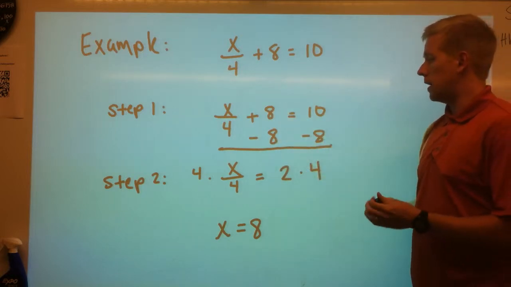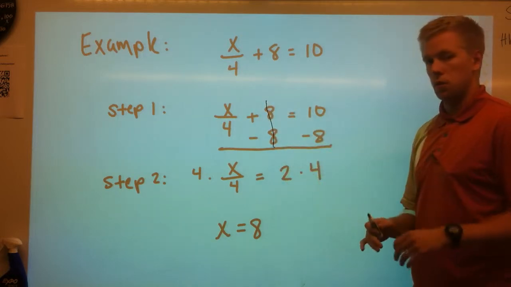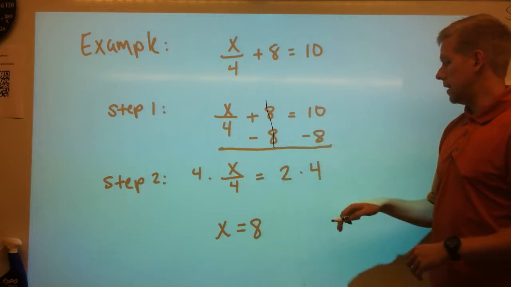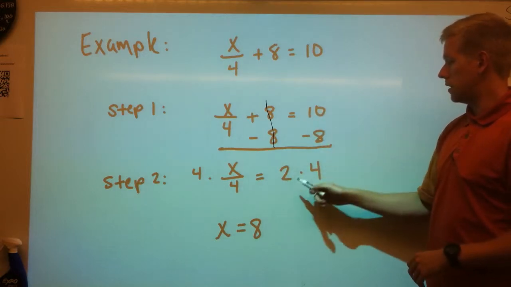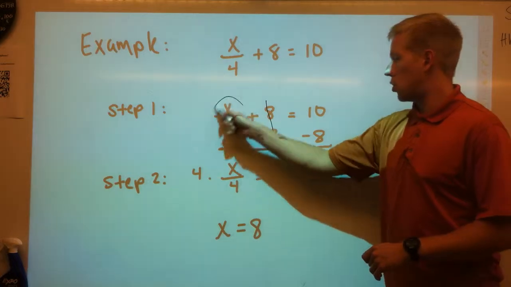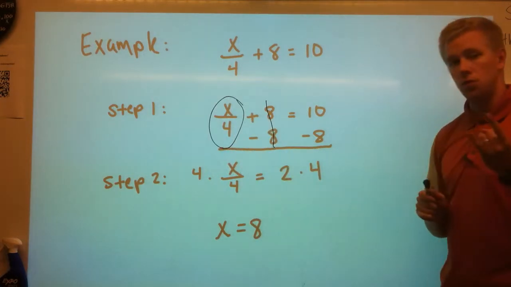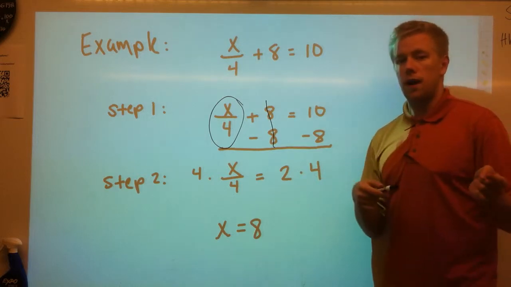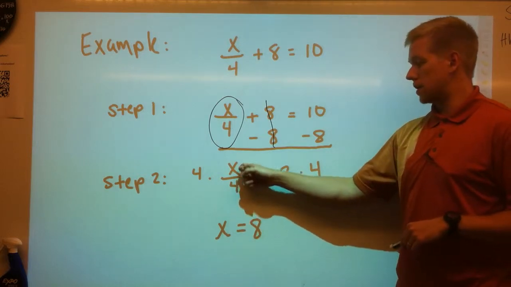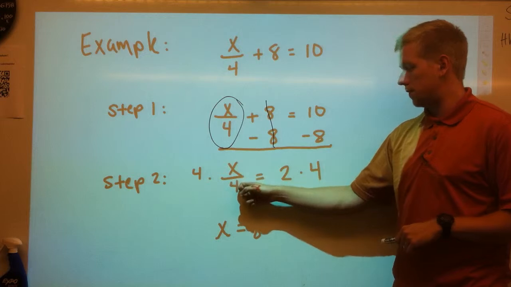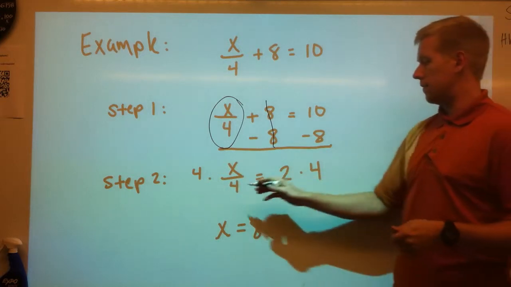When we do this, 8 minus 8 is 0, which is good, that's what we want. 10 minus 8 is 2. And then we bring down this whole thing, x divided by 4. Step 2, we either have to multiply or divide. This time we're going to multiply because it's already being divided. X is already being divided, so we're going to multiply because that's the inverse.